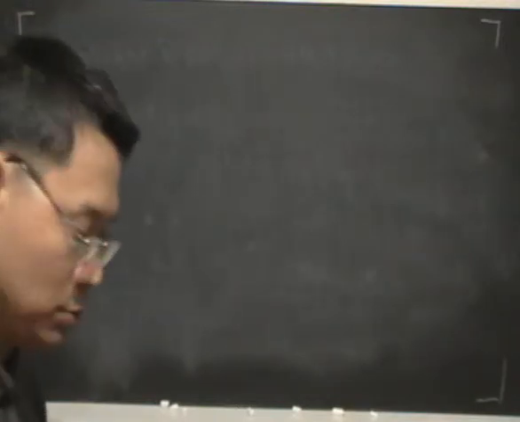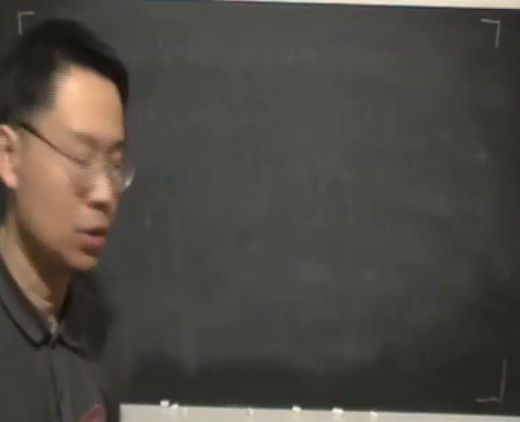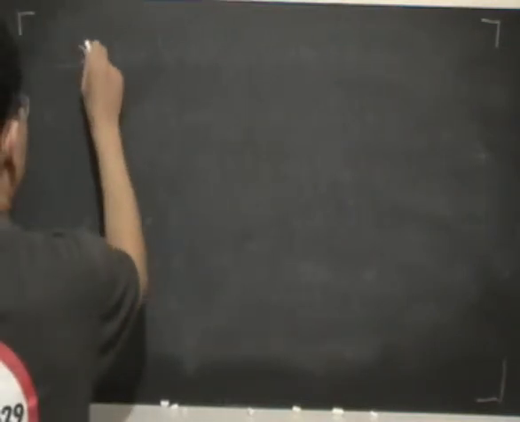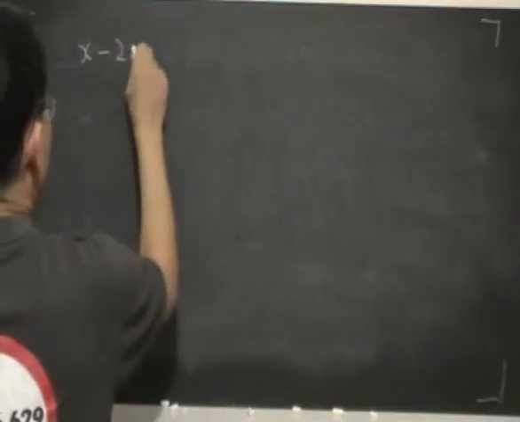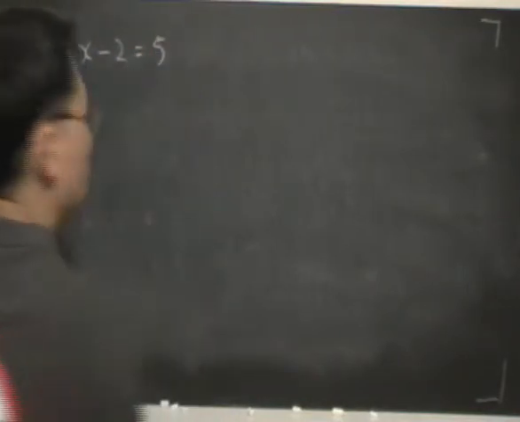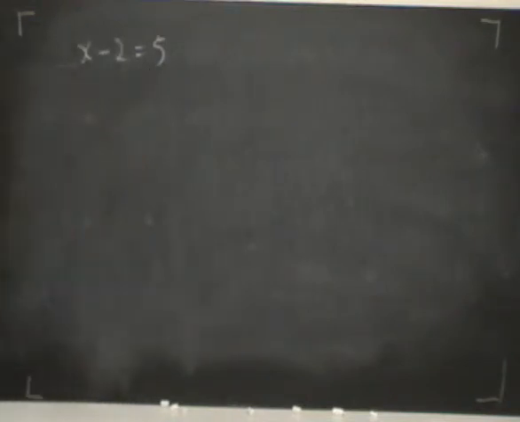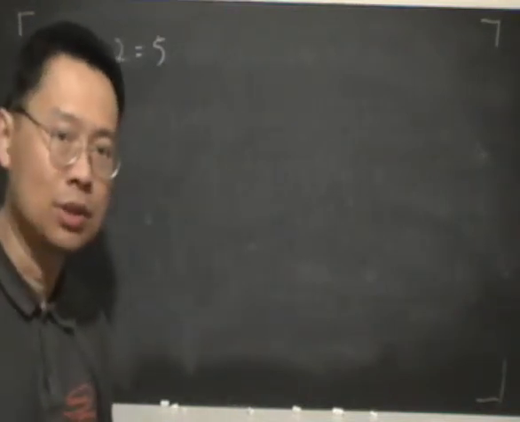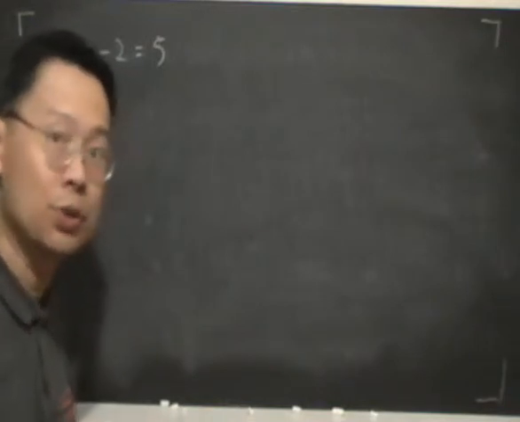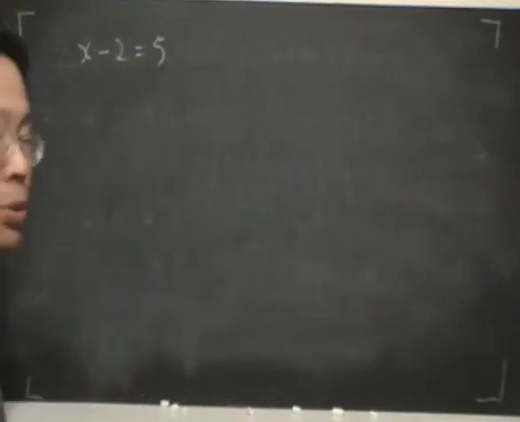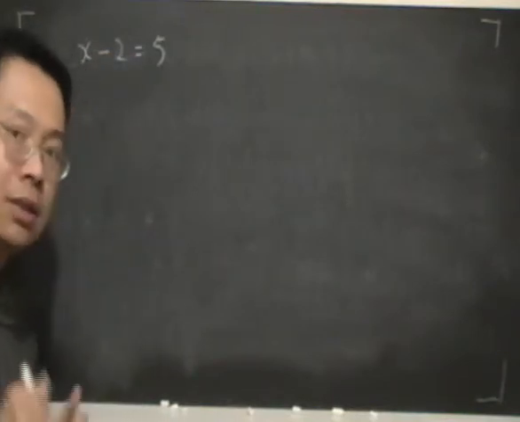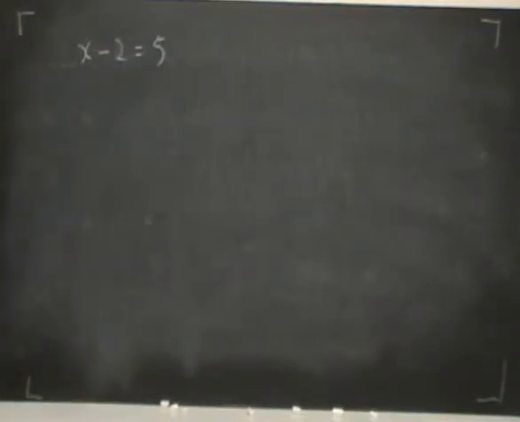Alright, let's now do something slightly more difficult. Let's do a question that has a minus sign. Minus sign is always a little bit more confusing. So if we have x minus 2 is equal to 5, let's see how to find x.